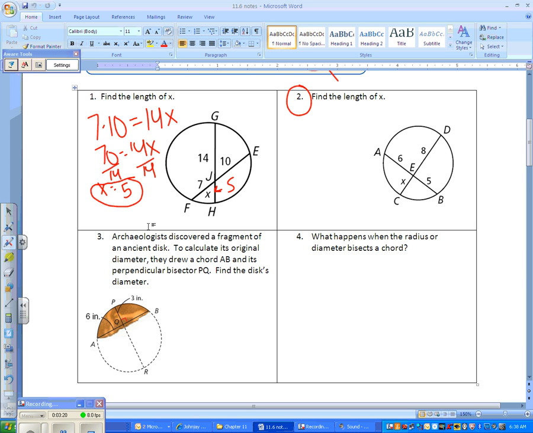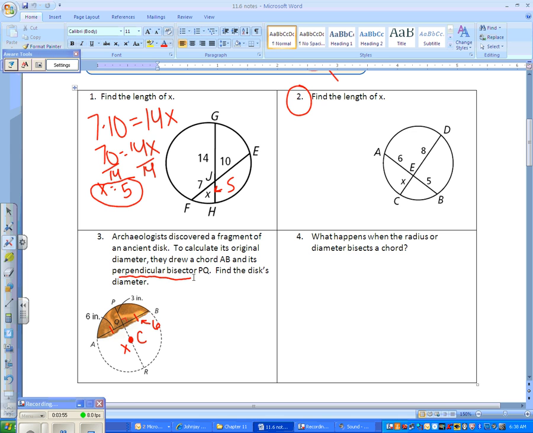Number 3. Archaeologists discovered a fragment of an ancient disk. To calculate its original diameter, so remember diameter is the middle of the whole circle, so let's say here's the center C. They drew a chord AB and its perpendicular bisector PQ. Find the disk's diameter. Perpendicular bisector is important, because that means that it's going to cut these into two congruent pieces. This is bisecting this line. So that means if this one's 6, then this one has to be 6 as well. And we know this part is 3, and we want to know what the rest of it is. So we're going to call that x.